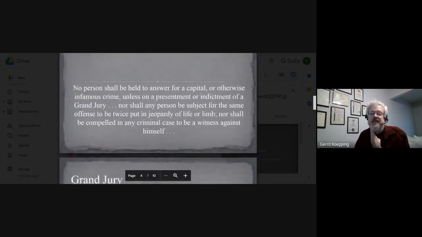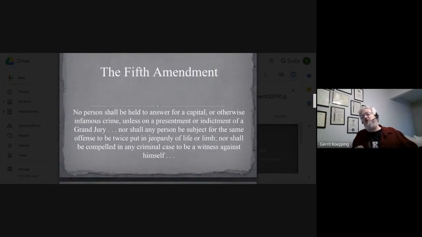Now, let's move on to the Fifth Amendment. We already talked about the Fourth Amendment previously, the search and seizure protections. Now let's talk about the Fifth Amendment, which actually has a number of important protections. One of them is the grand jury.